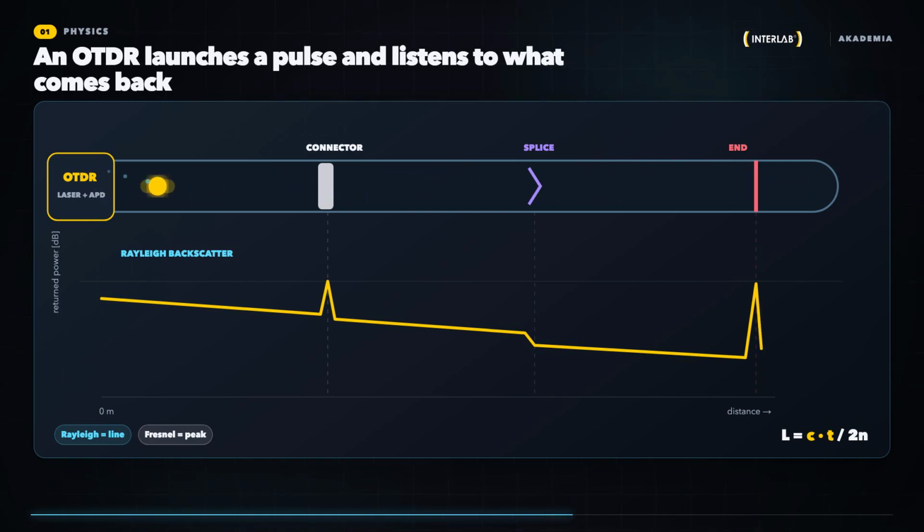The OTDR measures return time. It calculates distance from the equation, L equals C times T, divided by 2n. The factor of 2 is there because the light travels out and back. The value n describes how fast light moves through the glass. An incorrect index of refraction does not change the trace itself, but it shifts every event along the distance axis.